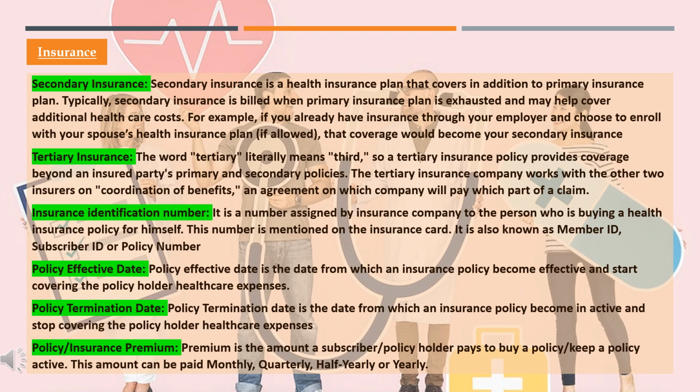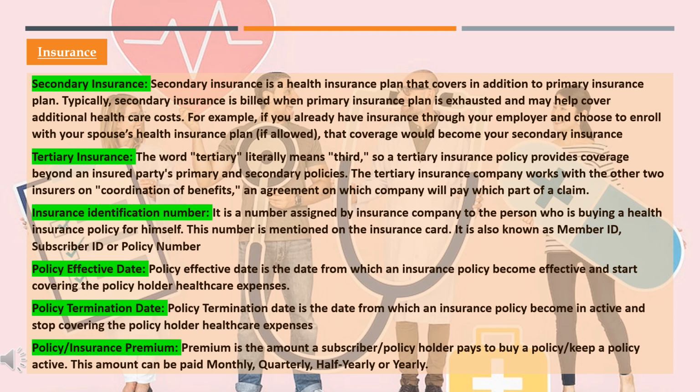When someone purchases an insurance, he gets an insurance ID, policy effective date, policy termination date, and he has to pay a premium amount. Let's understand the insurance identification number. It is a number assigned by the insurance company to the person who is buying a health insurance policy for himself. This number is mentioned on the insurance card. It is also known as member ID, subscriber ID or policy number.